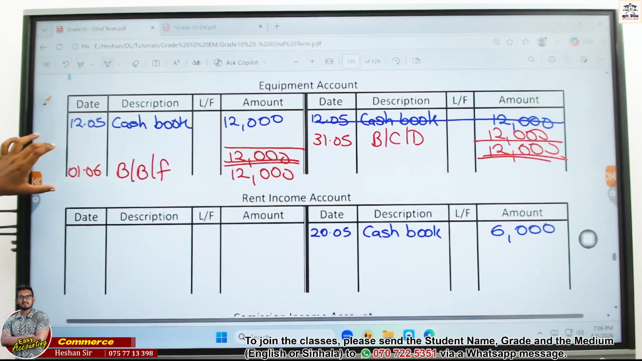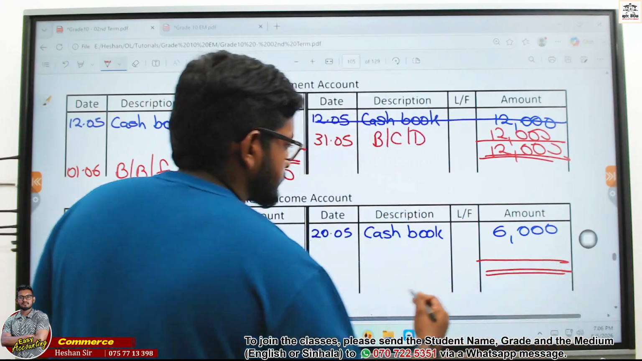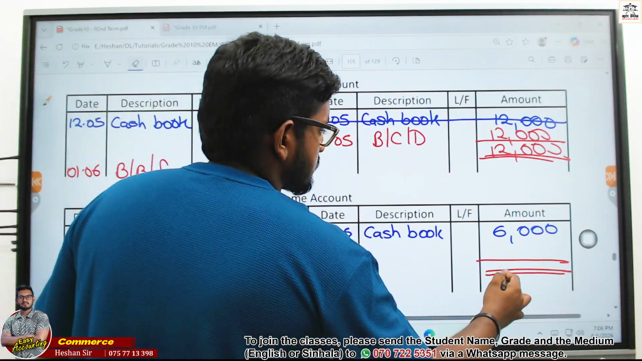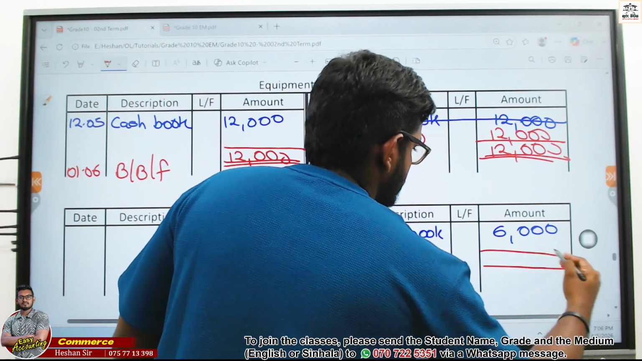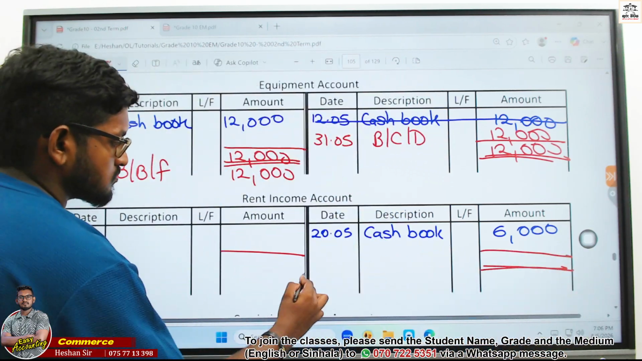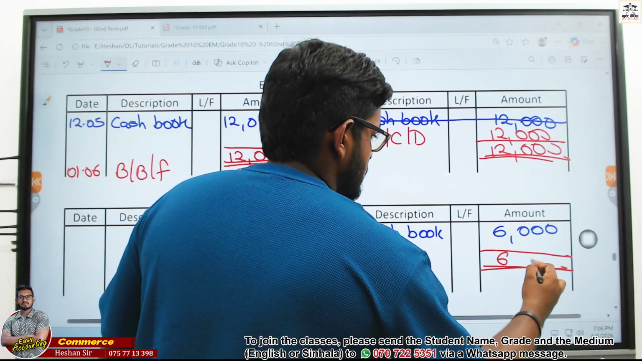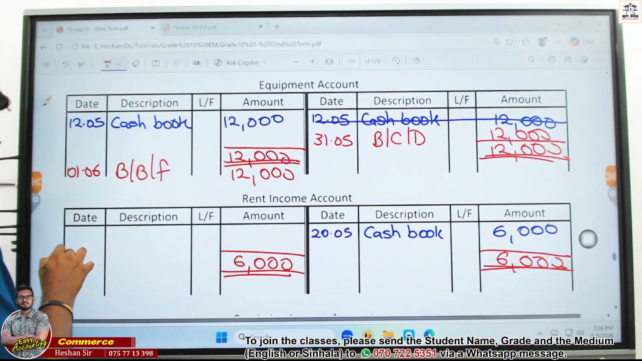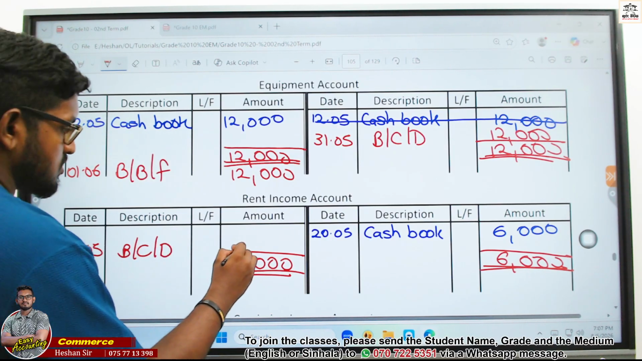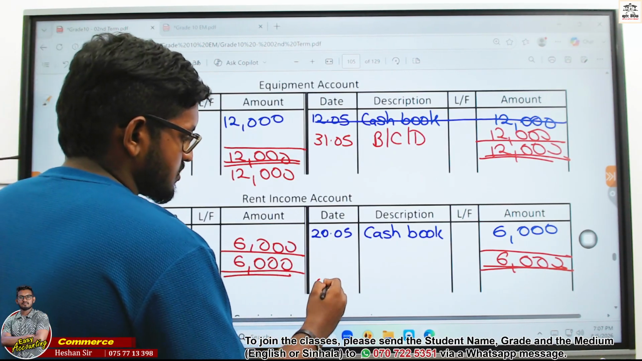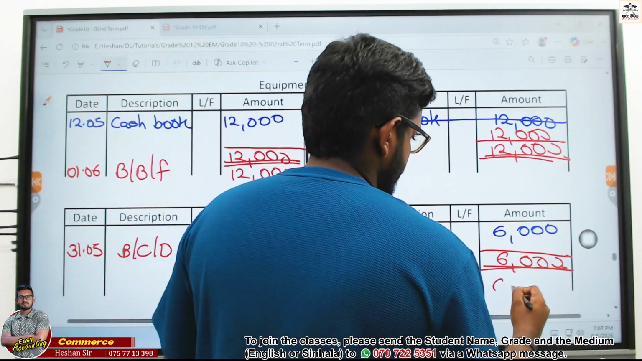Rent income account, you can see the higher value side is the credit side. 1,000. 31st of May, balance carried down 6,000. 1st of June, balance brought forward 6,000. Right?